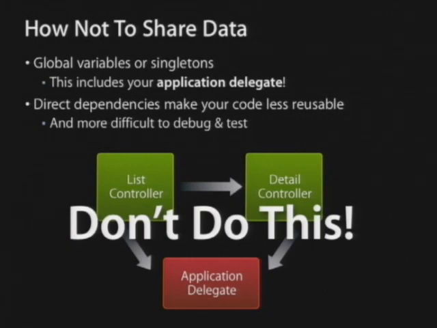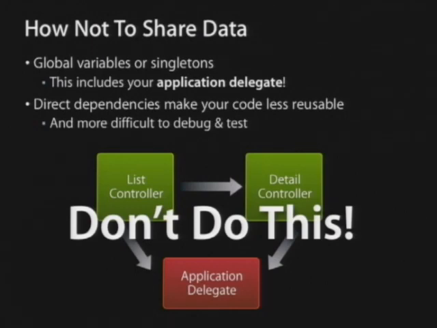The problem here is that if you've got this detail controller and you want to pull it out and use it in a different application, this detail controller is going to be assuming that this app delegate exists out in space with all this data ready for it to use. It's not really self-sufficient, self-standing.